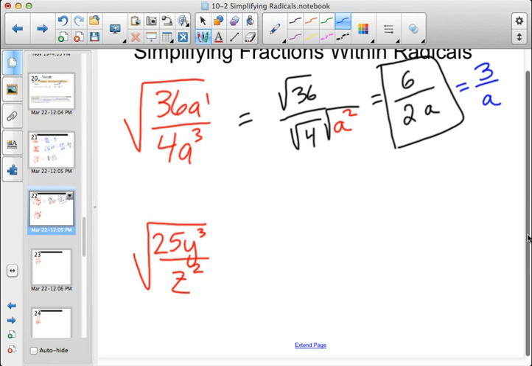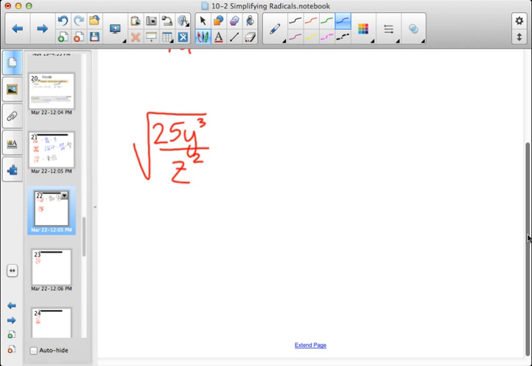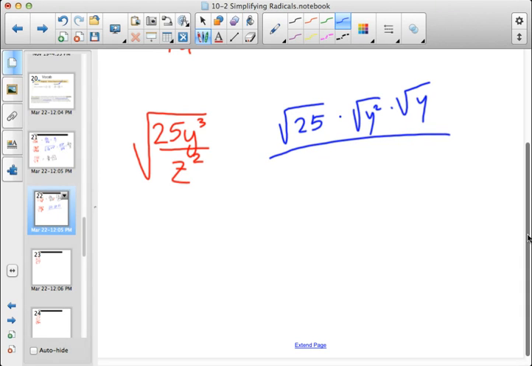Another example here of a problem that can be simplified using these methods. Now, in this case, we've got y's and z's, so our exponent rules are kind of out the window since the bases are different. However, we can still break this up. This is square root of 25 on top times the square root of y to the third power, which if you remember, you drop the exponent by 1 and write it as y to the second times the square root of y, all over the square root of z to the second power.